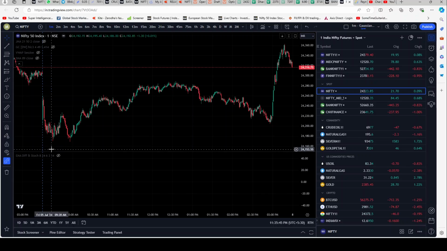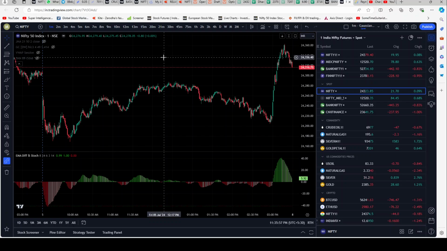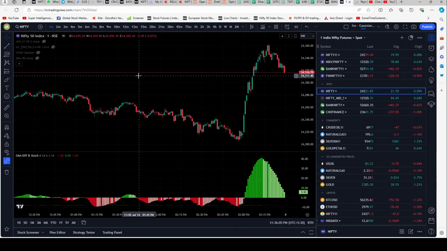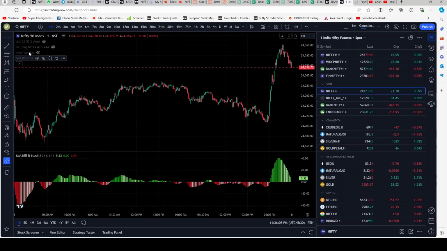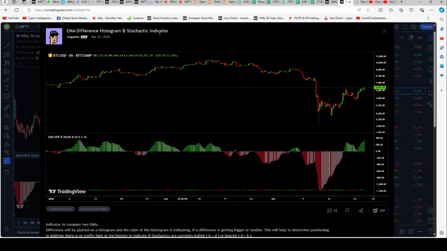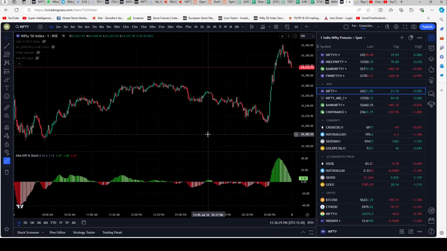So the indicators that we will be using for this are basically the two basic indicators, and there are two optional indicators. I'll first explain the basic indicators. The first is, as you all know, I use EMA difference scotch quite a bit. It's one of my favorite indicators. So I was using that today as well. Let me just squeeze this in a little bit. Yeah, so EMA difference scotch is here at the bottom. Its full name is EMA difference histogram and stochastic indicator by Hugamlo. I'll mention the name of the indicator and the creator name in the description below.